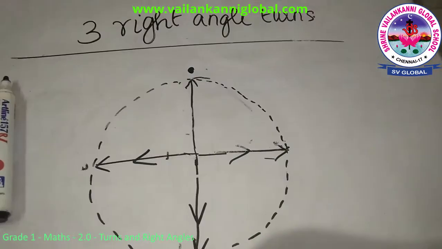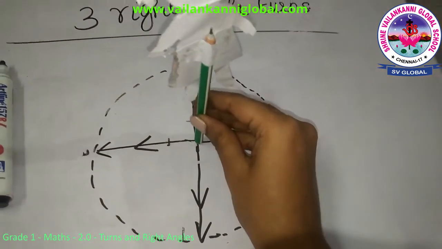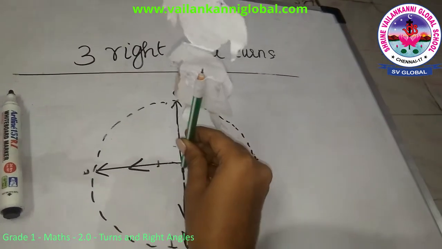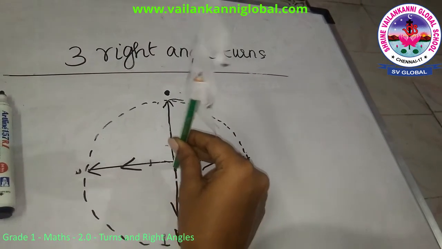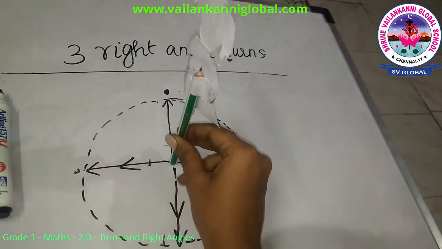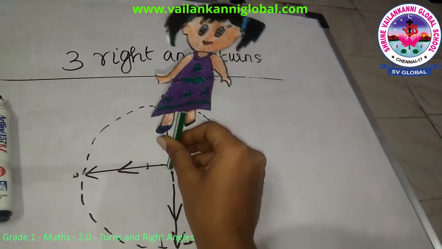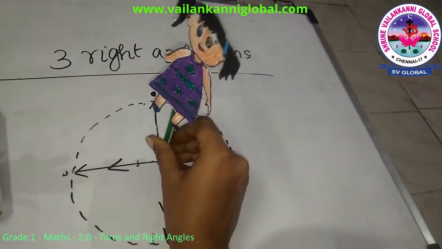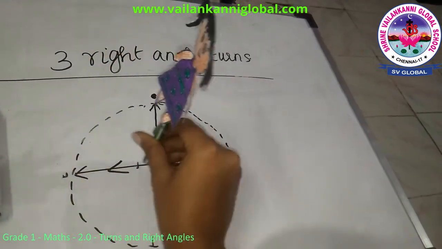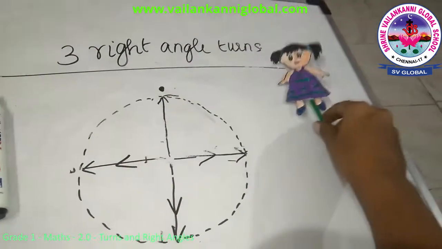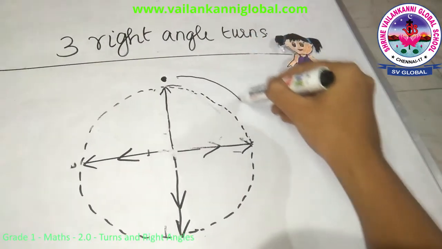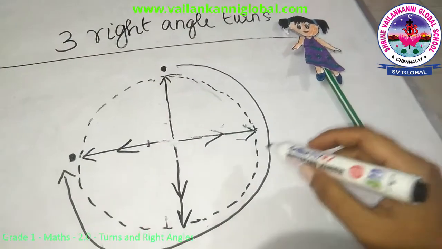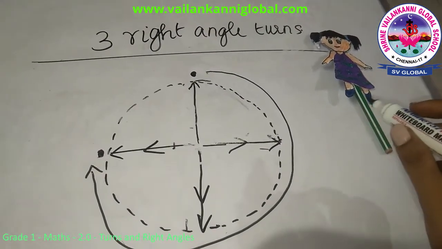So now Tina is going to make 3 right angle turns. When she is making one right angle turn, she is facing this direction. Another right angle, which is a 2 right angle turn, she will face this direction, and with another right angle turn she will face in this direction. So this is the direction for 3 right angle turns. So when it's 3 right angle turns, she will face in this direction.